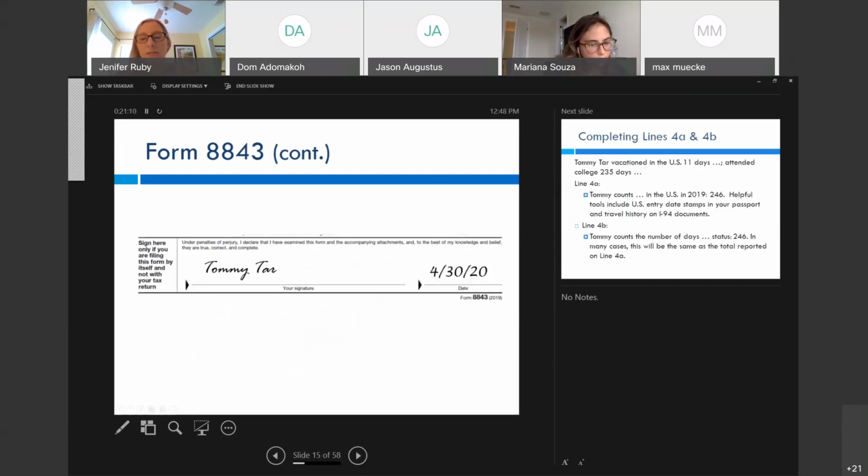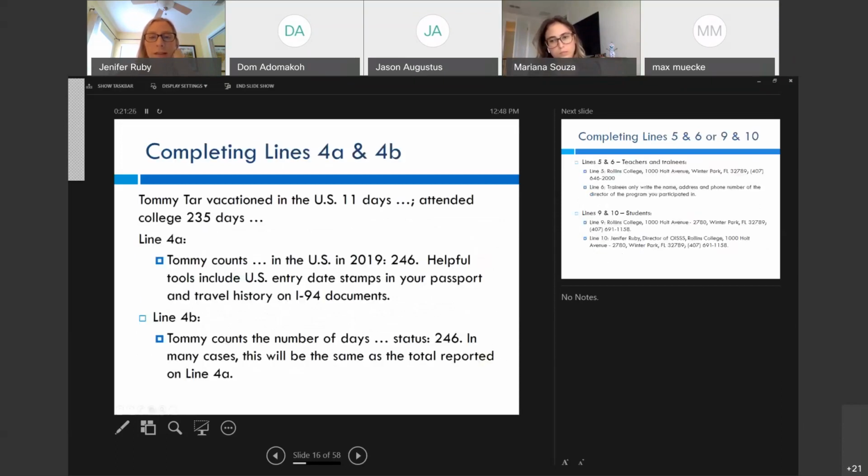And then there's a section for you to sign and date the form, and that is as simple as that. So 8843, every one of you would need to complete that form. And then you will make copies, and I'm going to give you some examples of how these dates were calculated. But later on in the slideshow, we're going to go over the address of where you're going to mail that form once completed.